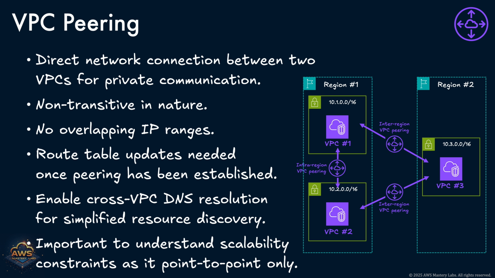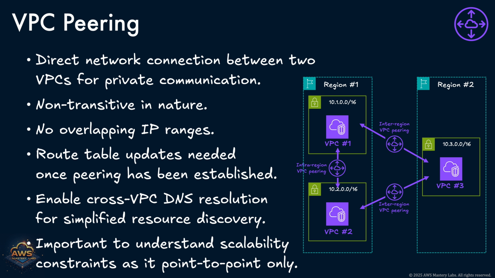Each pair of VPCs that needs to talk must have a direct peering connection. Additionally, overlapping CIDR blocks between VPCs are not allowed, which helps avoid conflicts in IP routing. Peering is not limited to VPCs within the same region or account. With cross-region and cross-account peering, you can connect VPCs that span different geographies or are owned by different AWS accounts, extending your architecture while maintaining isolation and security.